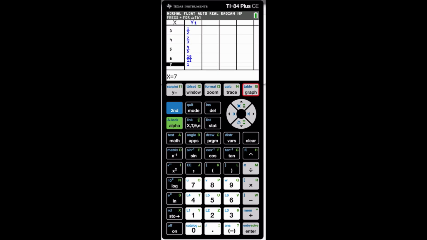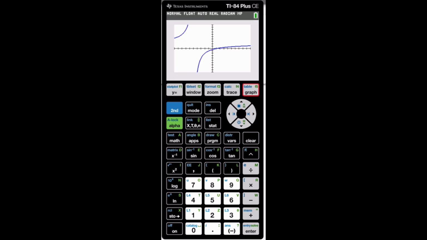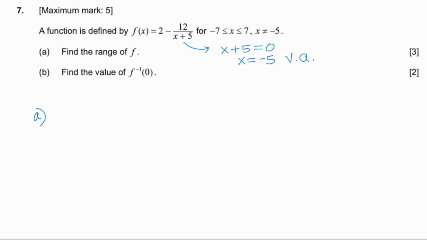The range tells me right now that all my values for y are going to be less than or equal to 1, or they're going to be greater than or equal to 8. So for the range, I'm going to say that f of x, because that is y and that's how they wrote it, is less than or equal to 1, and f of x is greater than or equal to 8.